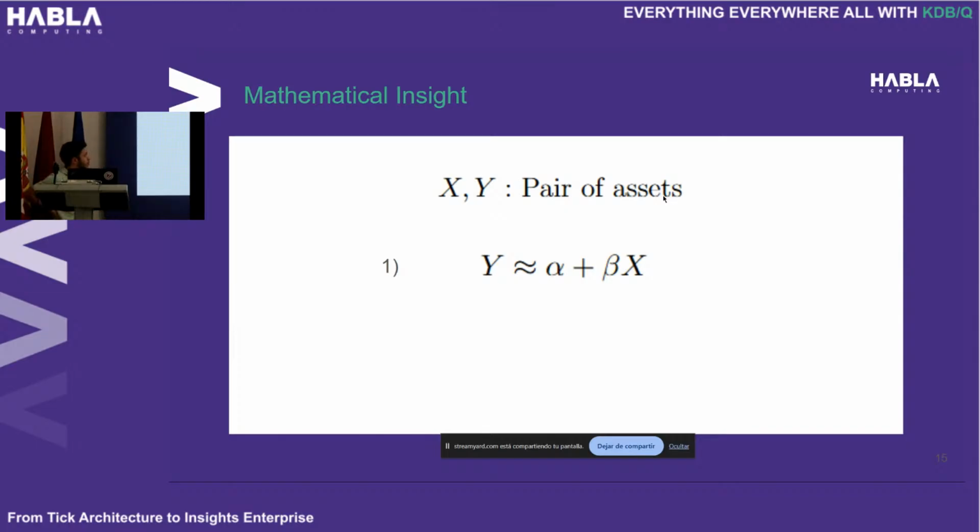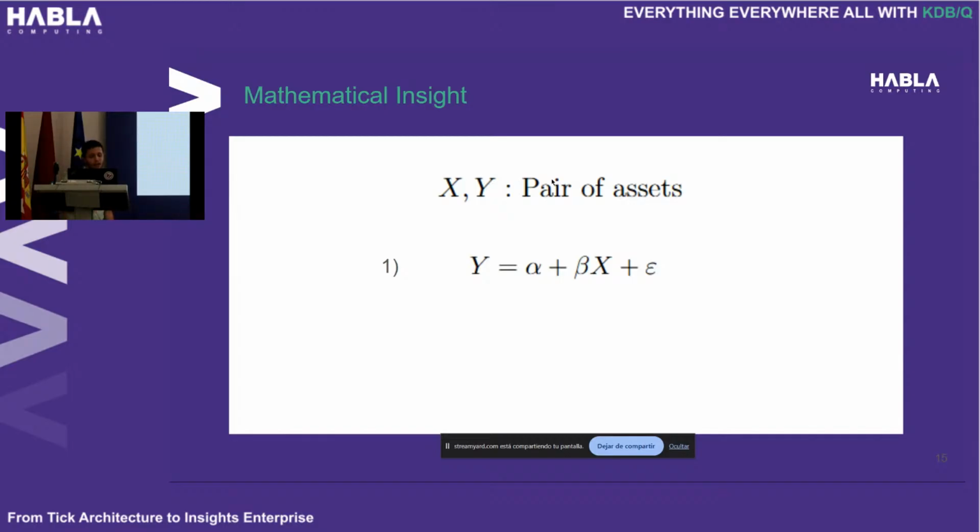Okay, so I have two assets, and I have to find two assets that satisfy this: Y equals alpha plus beta times x. Alpha and beta are two real values, so we have to find these. But instead of almost equals, I want an equals. So we can translate this equation into this one.